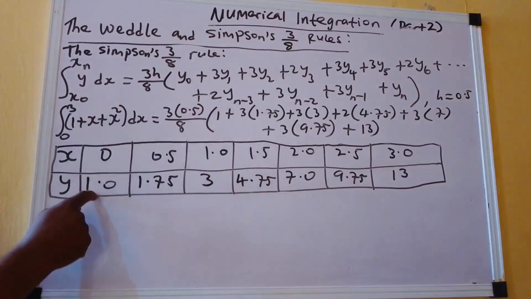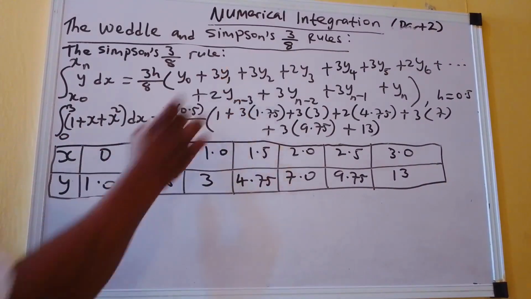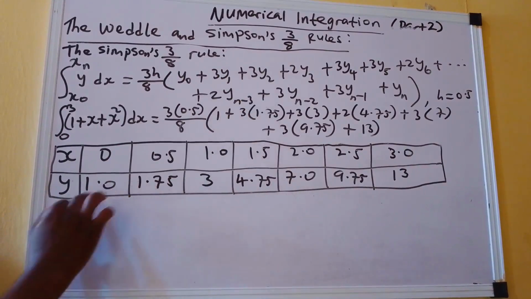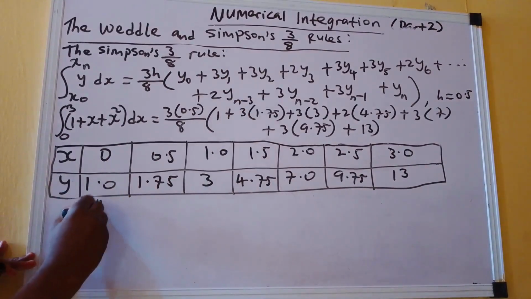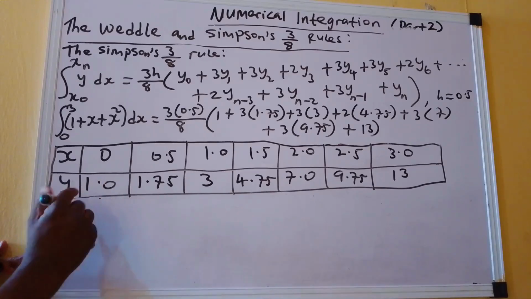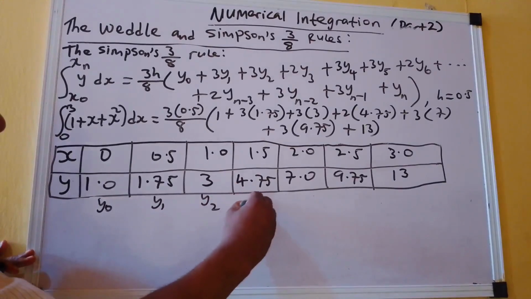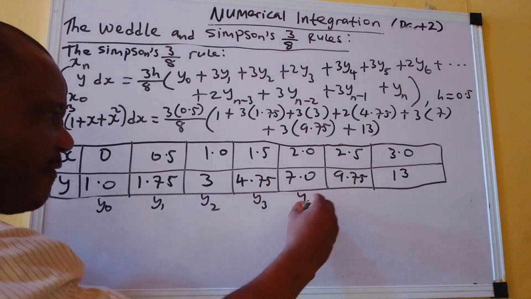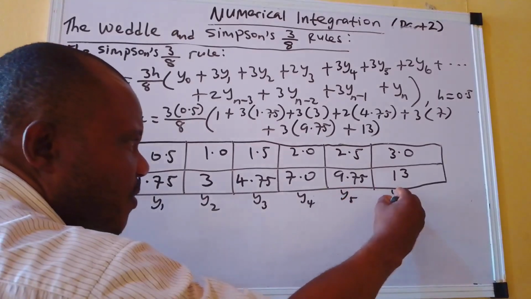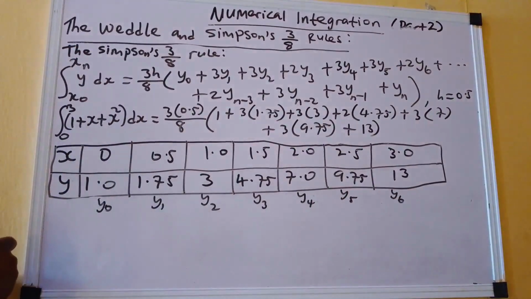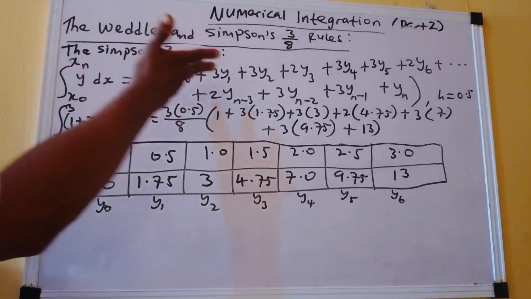So it's y naught, which is 1.0, then 3 into y1. Permit me to write it, this is your y naught, this is your y1, this is your y2, this is your y3, this is your y4, this is your y5, this is your y6. Now the Simpson's 3/8 rule can take as many values of y, maybe up to y10 or whatsoever. You just continue in the formula.